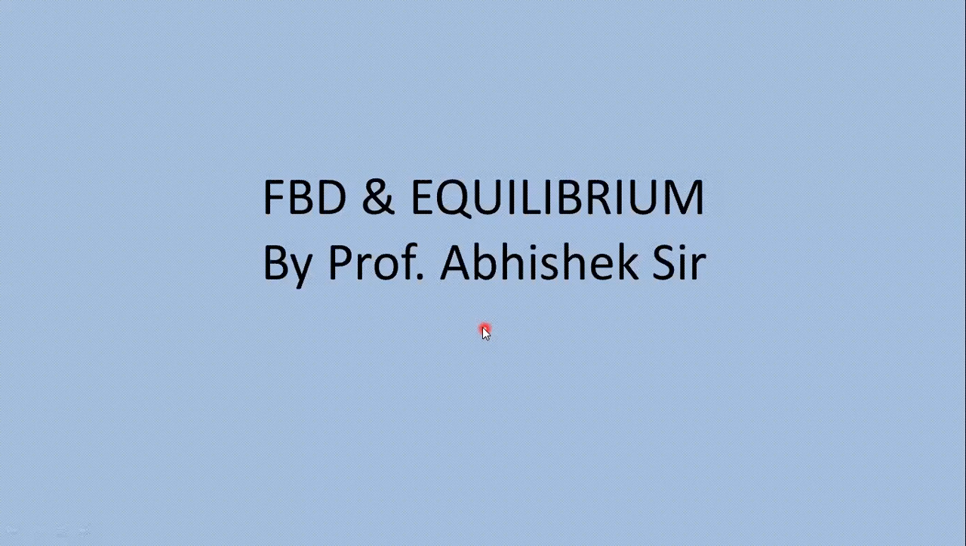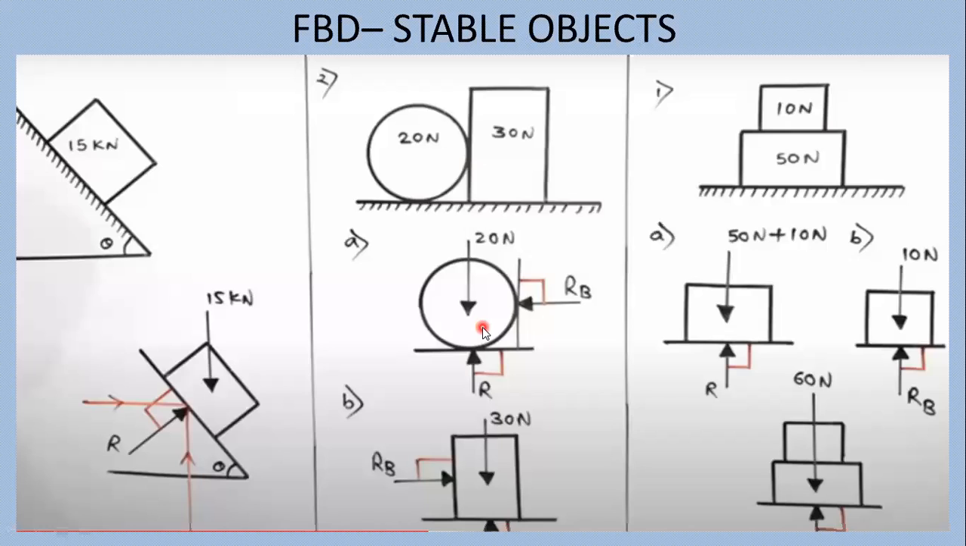So here various stable objects are shown, and for every stable object the different FBDs are drawn here. Now one by one we will explain how the FBDs are drawn here.